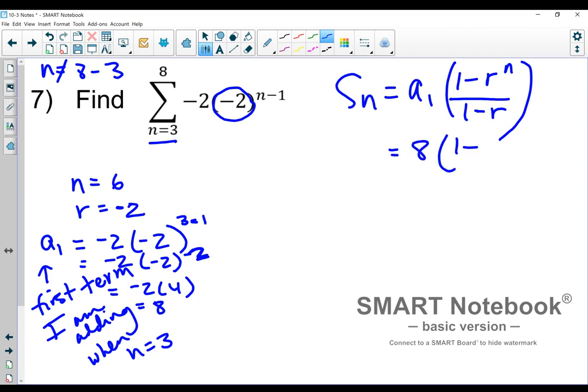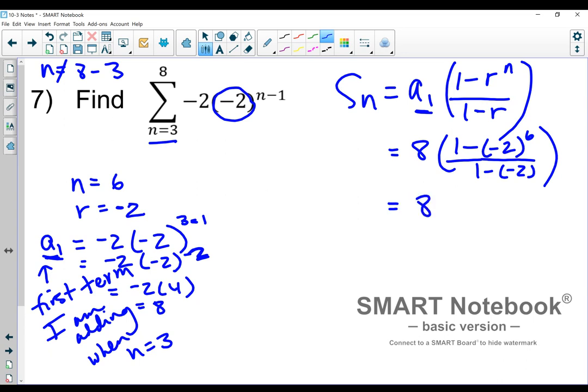And then 1 minus my rate we said was a -2. I'm adding 6 terms together. My denominator is 1 minus -2. Just back on this A1 versus A3 thing, if you wanted to make both of these A3, that could work as well. Just remember, it's the first term of the stuff you're adding.